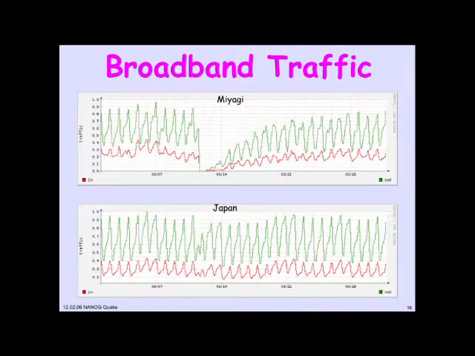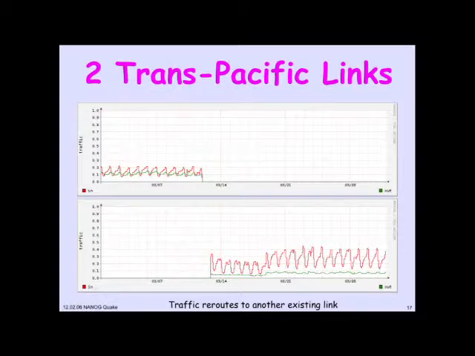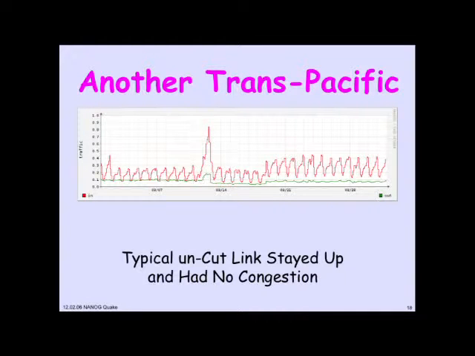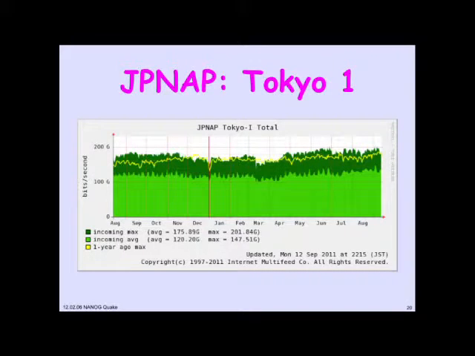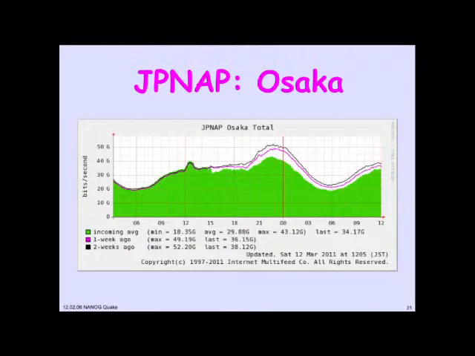So we see the trans-Pacific links. We see the traffic switch from one to the other of two particular interesting Transpac links. Another Transpac link, here goes the load. Uncut, stayed up the whole time, no congestion. Okay, here's some information from JPNAP, and we look at their load. Here's a Tokyo one. Here's Osaka. You see the hit, nothing exciting, just a traffic loss.